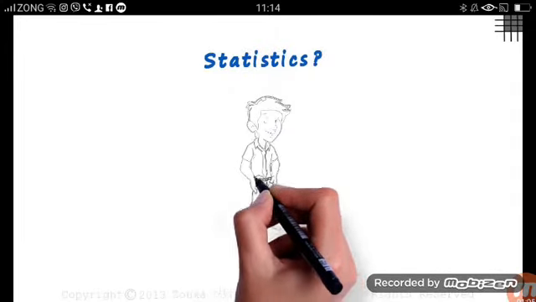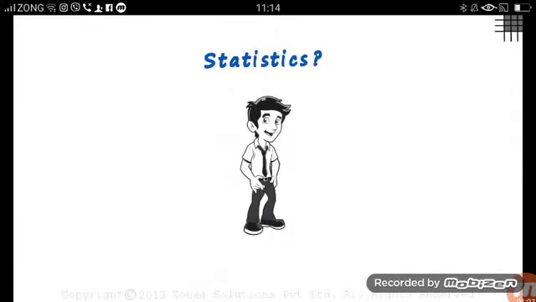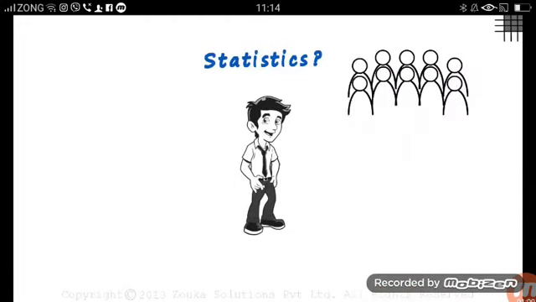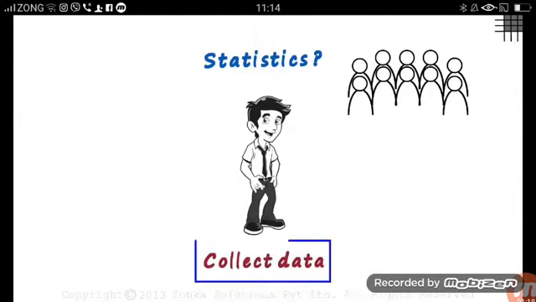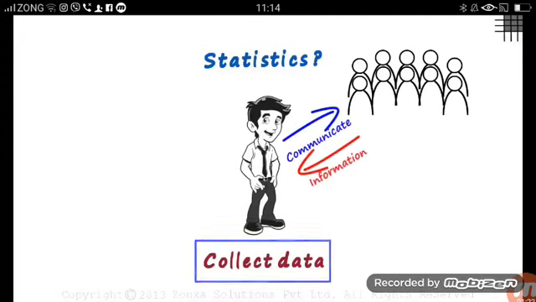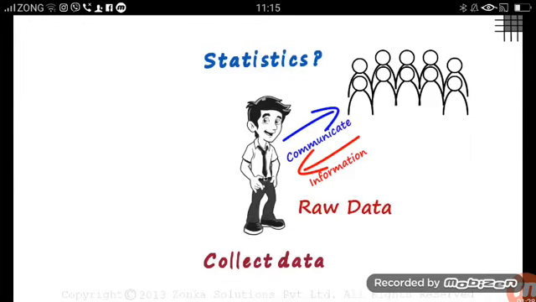So what is statistics? This is Zen, and he wants to conduct a survey amongst a group of people. What will be the first thing that Zen would have to do? Yes, he will have to collect data. This means that Zen will communicate with the group and receive information. So what does he get? What he gets is random raw data which is not organized.